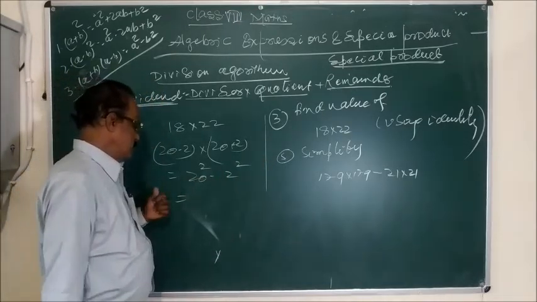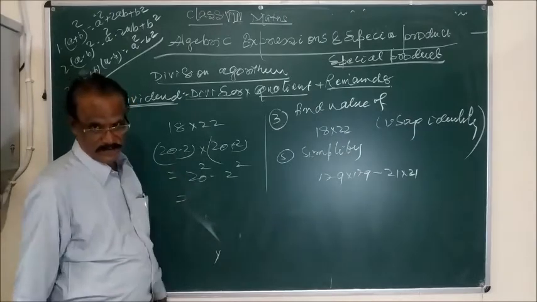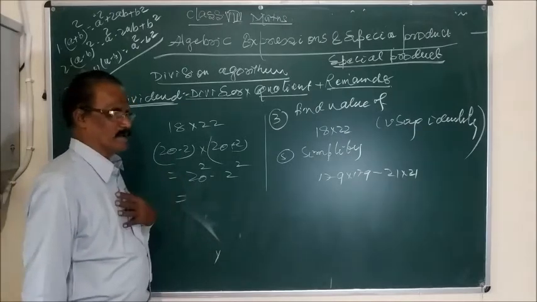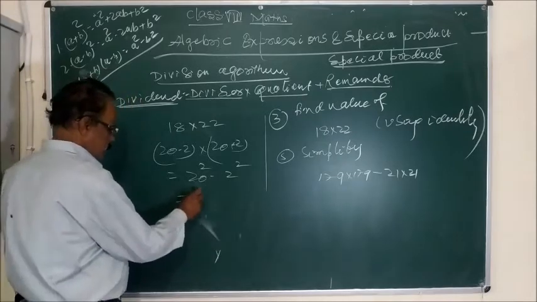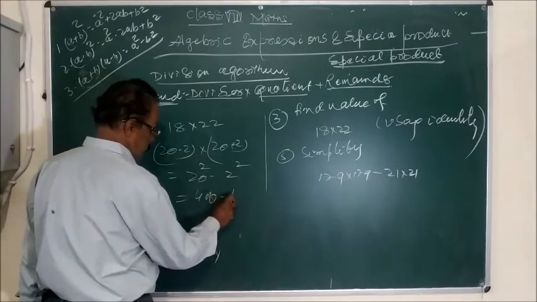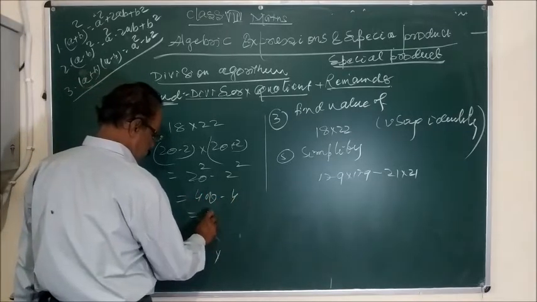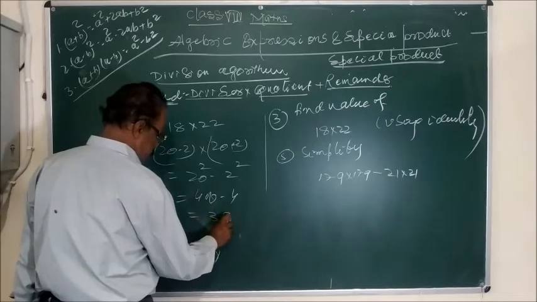Well, I have already told you, don't multiply by 2. Square of 20 is 400, not 40. So 20 into 20 is 400, minus 2 into 2, 4. And now you subtract, and you will get 396.